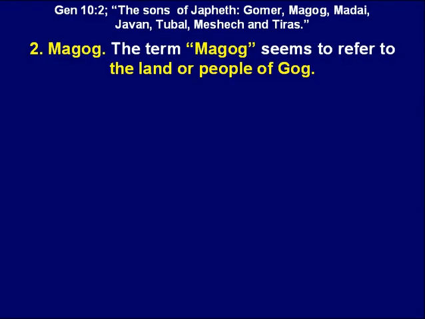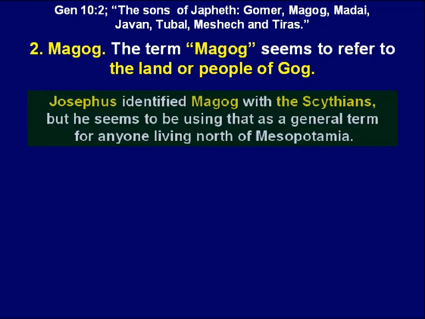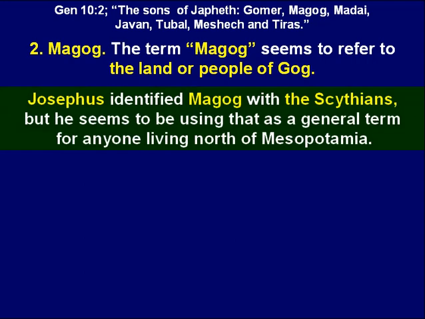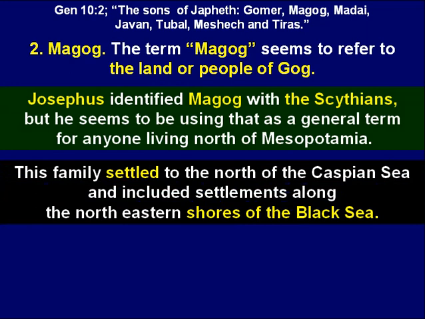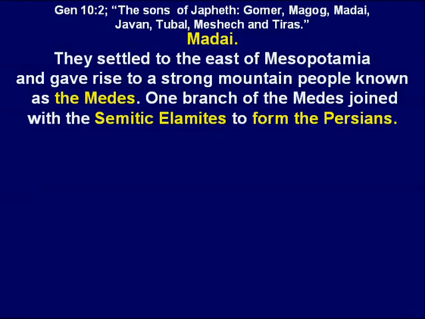Magog: the term Magog seems to refer to the land or people of Gog. Josephus identified Magog with the Scythians, but he seems to be using that as a general term for anyone living north of Mesopotamia. This family settled to the north of the Caspian Sea and included settlements along the northeastern shores of the Black Sea. Madai settled to the east of Mesopotamia and gave rise to a strong mountain people known as the Medes. One branch of the Medes joined with the Semitic Elamites to form the Persians.